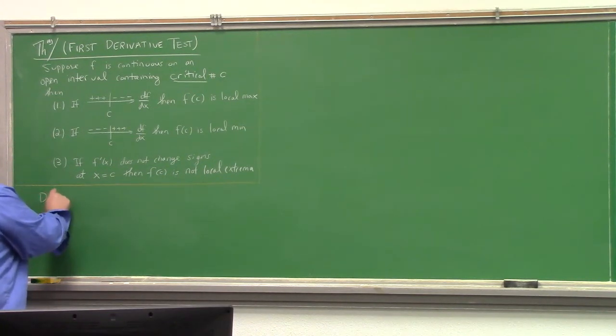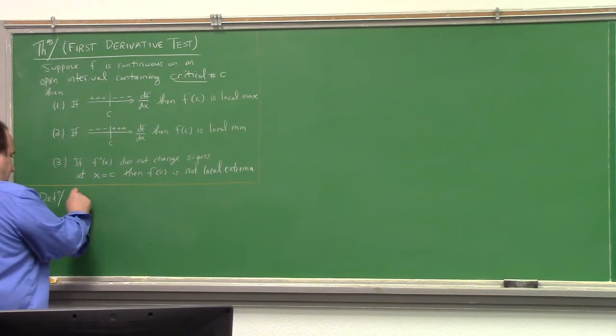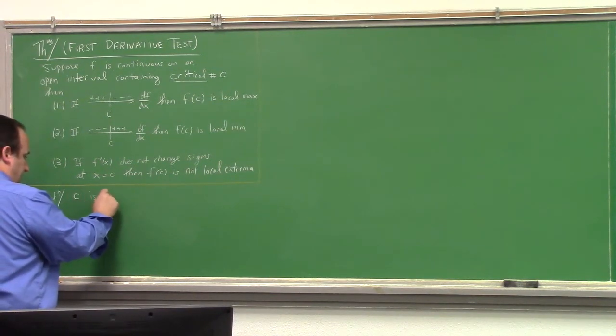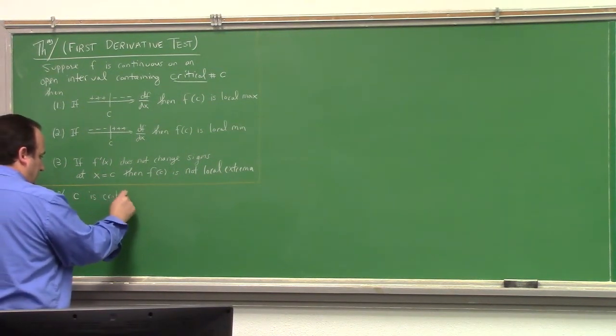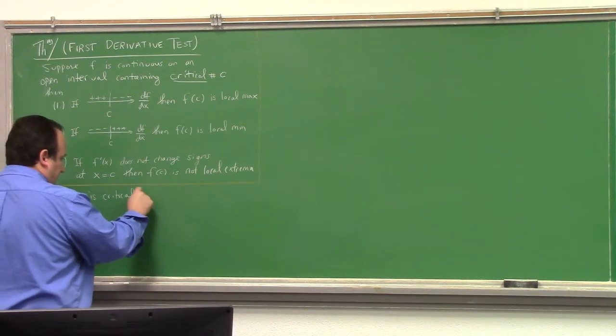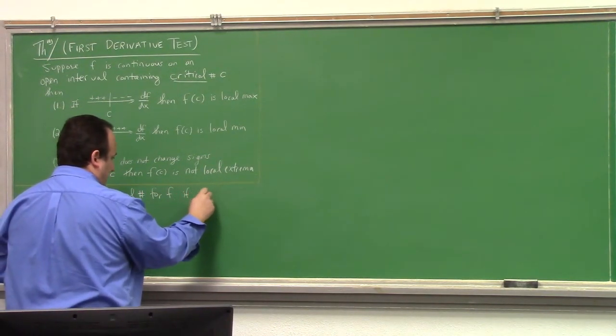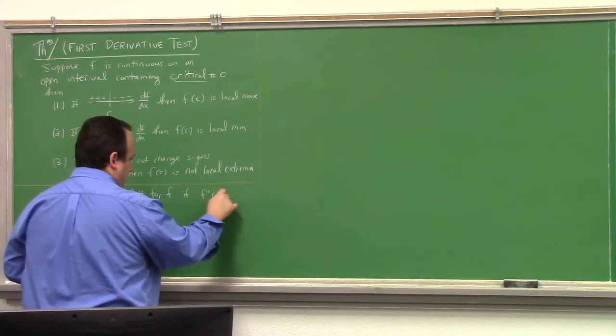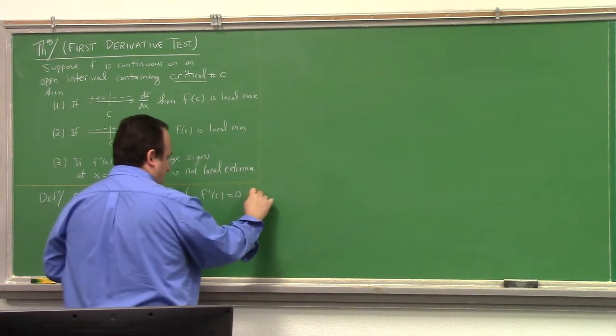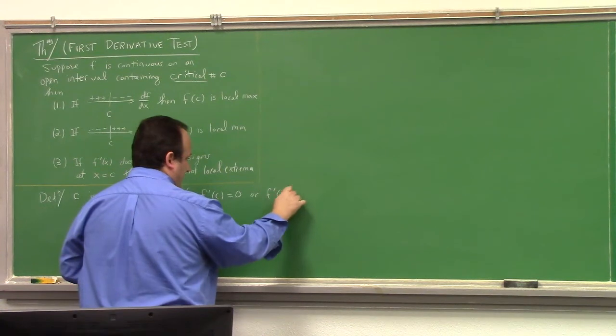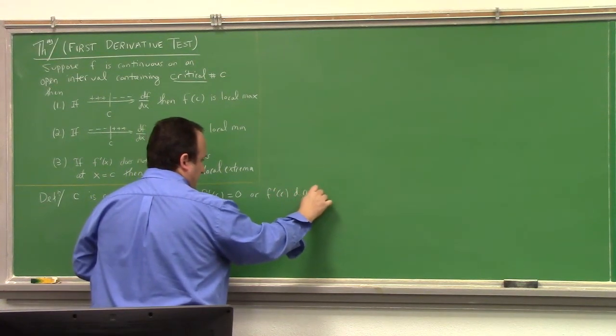Definition: C is a critical number for f if f prime of C is equal to 0 or f prime of C does not exist.